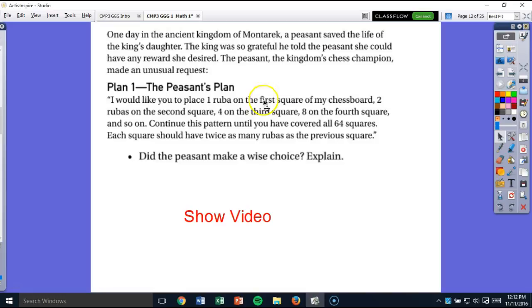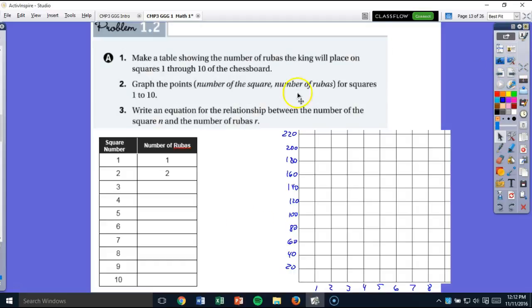It says, I would like you to place 1 ruba on the first square of my chessboard, 2 rubas on the second square, 4 on the third, 8 on the fourth, and so on. Continue this pattern until you have covered all 64 squares. Well, each square should have twice as many rubas as the previous square. So did the peasant make a wise choice? Explain. So let's look at our problem.